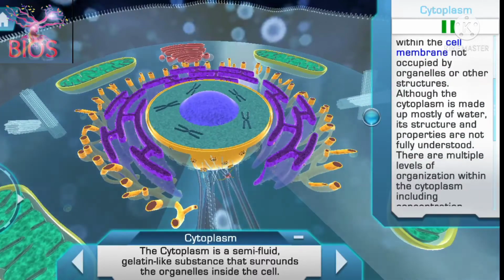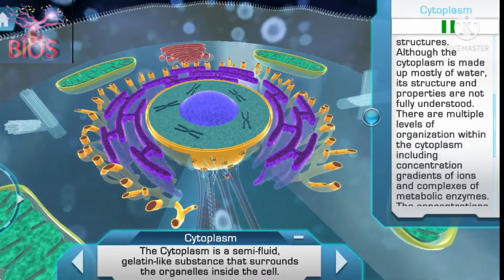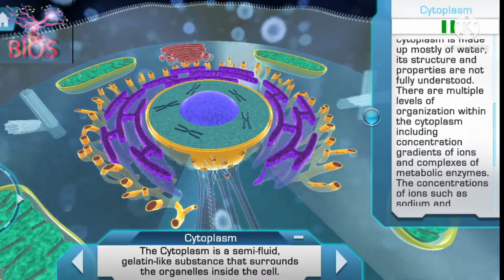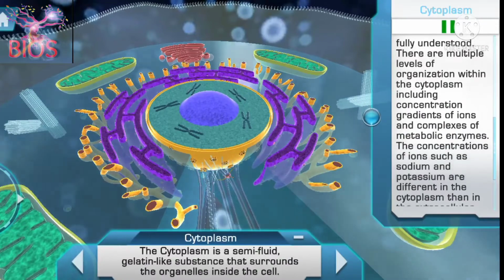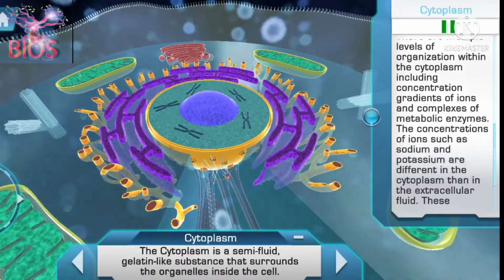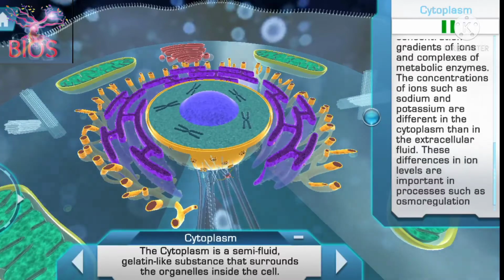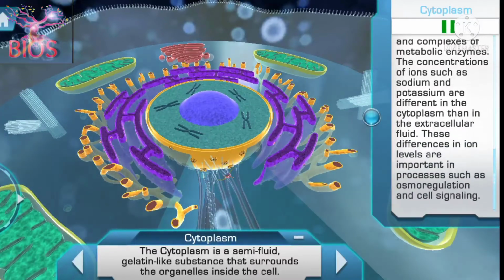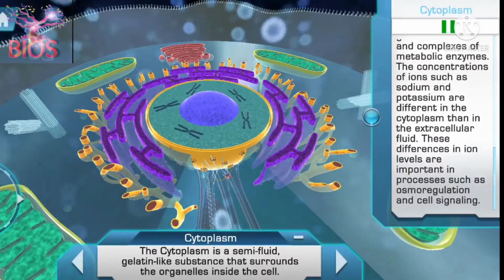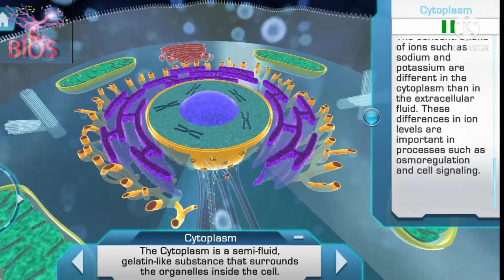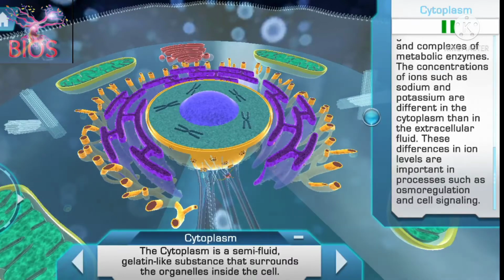Although the cytoplasm is made up mostly of water, its structure and properties are not fully understood. There are multiple levels of organization within the cytoplasm, including concentration gradients of ions and complexes of metabolic enzymes. The concentrations of ions such as sodium and potassium are different in the cytoplasm than in the extracellular fluid. These differences in ion levels are important in processes such as osmoregulation and cell signaling.